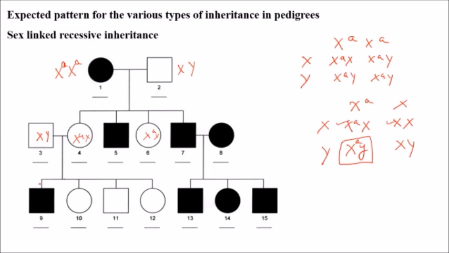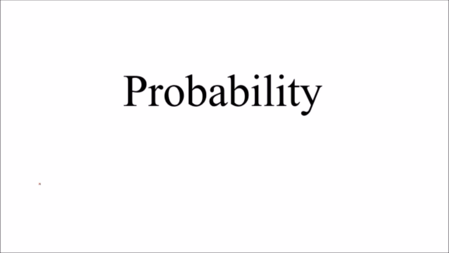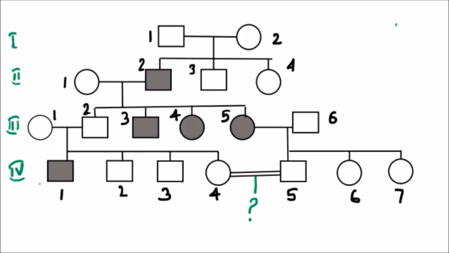Now let's move to some of the questions related to probability. Let's discuss a probability problem related to pedigree analysis. Here the disease is an autosomal recessive one. It means the progeny having the recessive homozygous state will be the affected ones only.